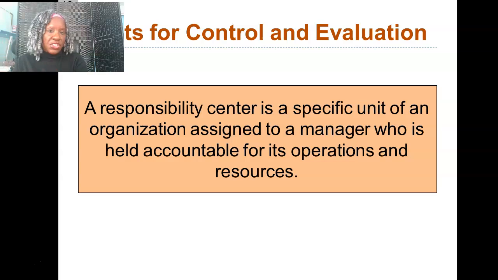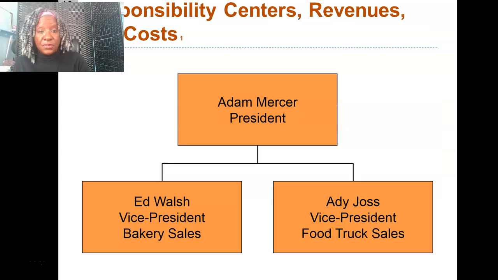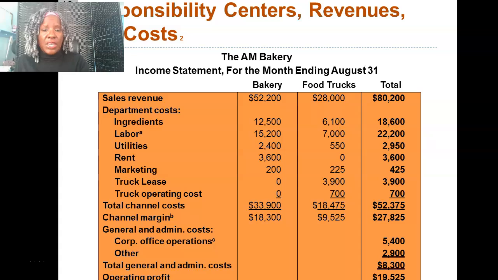It could be a division, it could be a location, it could be a product line, or it could be a specific function. Either way, we're talking about responsibility sections, and they are assigned to a manager who's accountable for those operations, basically. So if you're looking at this little mini organizational chart, you'll see the president and then vice president and so forth. It's really like that.